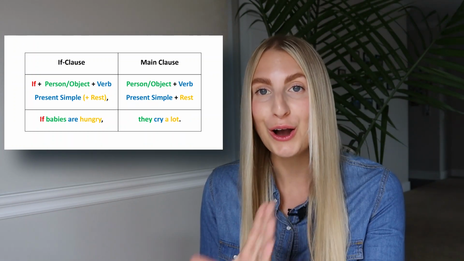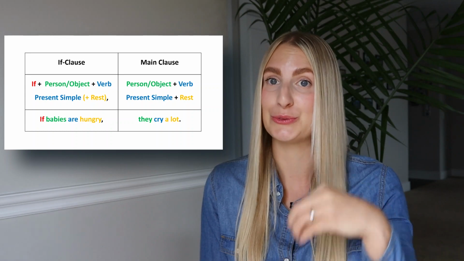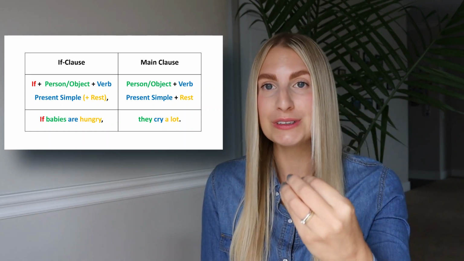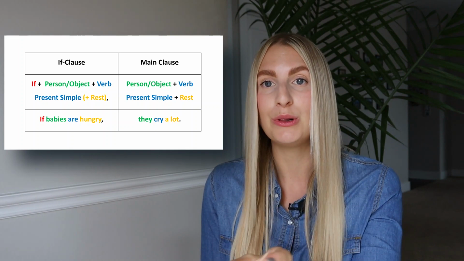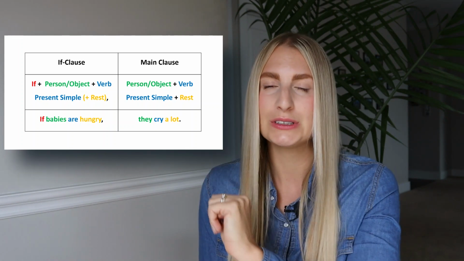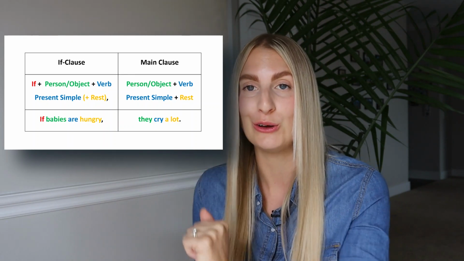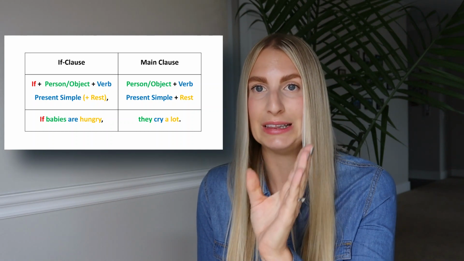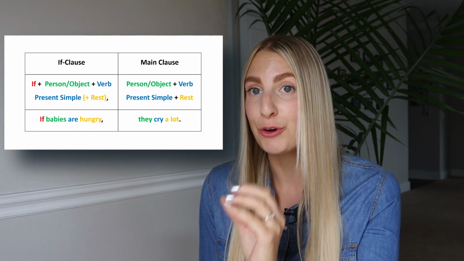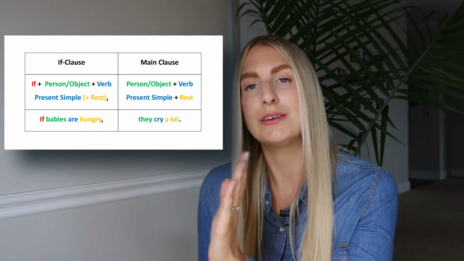If babies are hungry, they cry a lot. Again, the sentence starts with if, then we have the person, which is in this case babies, then we have the verb in the present simple, are, then we have the rest of the sentence, which is hungry, then we have a comma, and we are in the main clause. In the main clause, it starts with the person, which is they, then again the verb in the present simple, which is cry, and a lot is the rest.